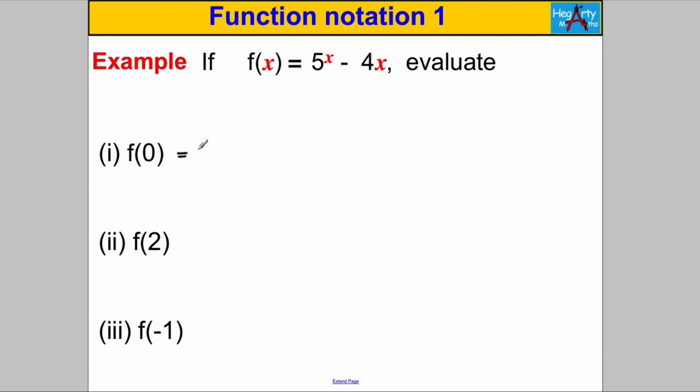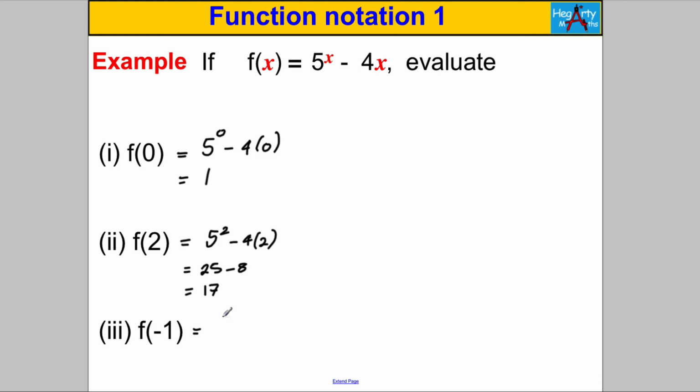So f of 0 here is 5 to the power of 0, take away 4 multiplied by 0. Anything to the power of 0 is 1. You should know that from your indices rules. And 4 multiplied by 0 is 0. So the answer to this is just 1. f of 2. Well, that would be 5 to the power of 2 take away 4 multiplied by 2. 5 to the power of 2, 5 squared is 25, take away 8, and 25 take away 8 is 17.